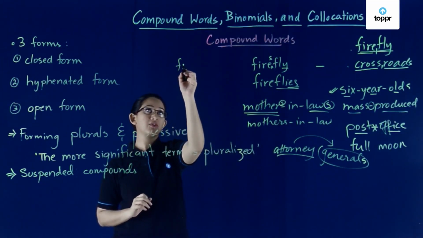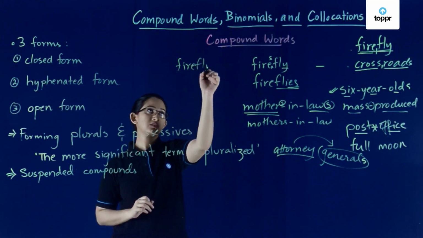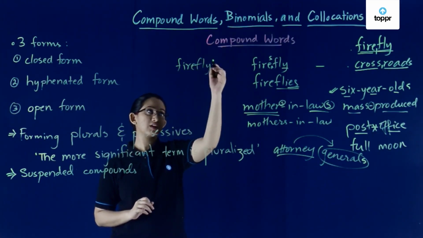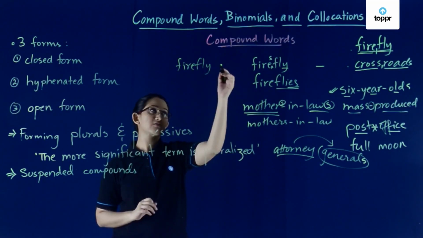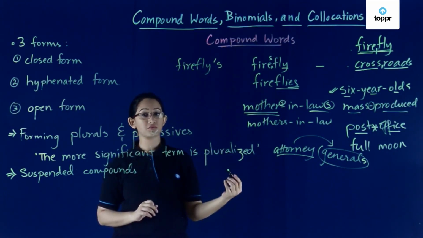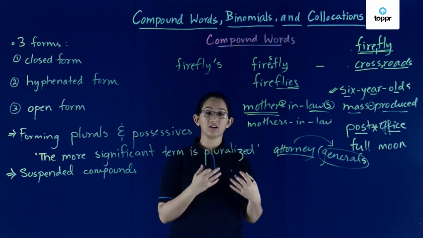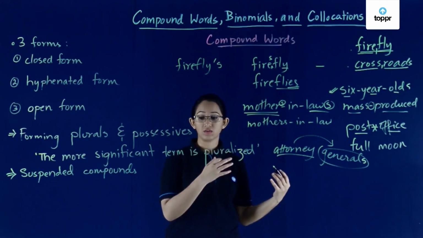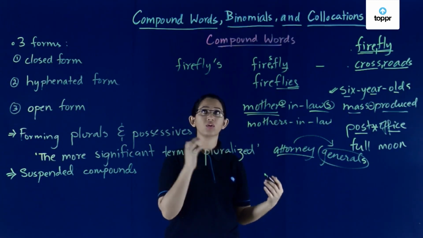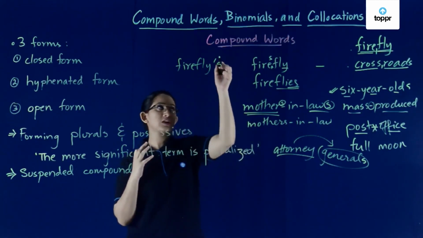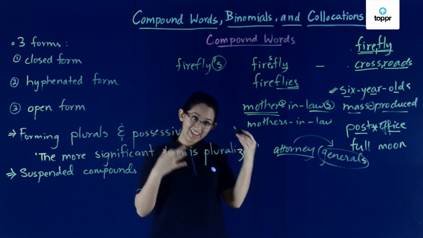So let's take an example of firefly. If you want to show that something belongs to the firefly, to show possession of the firefly, I would simply place an apostrophe and an S: firefly's. The firefly's lights were very bright. The firefly's wings were very small, or any such sentence to show possession, I would place an apostrophe and an S.